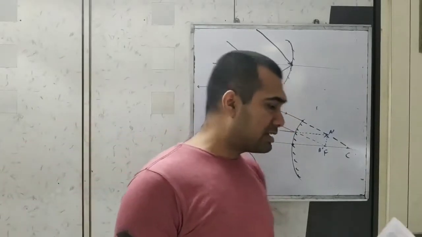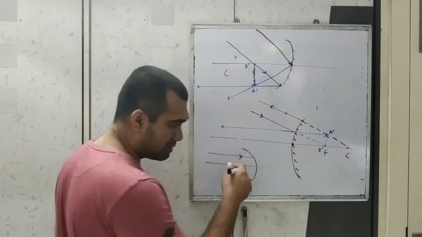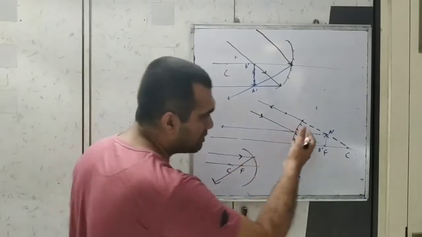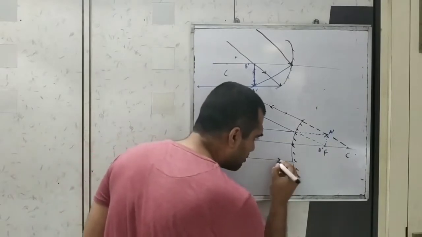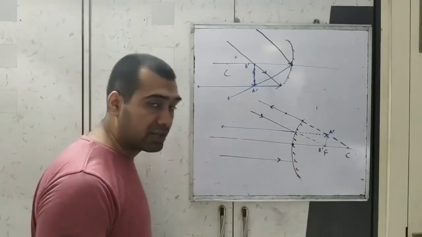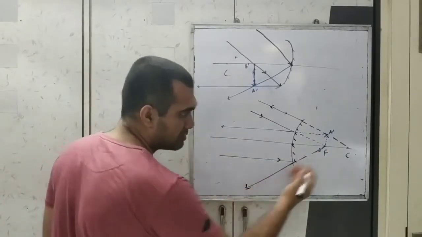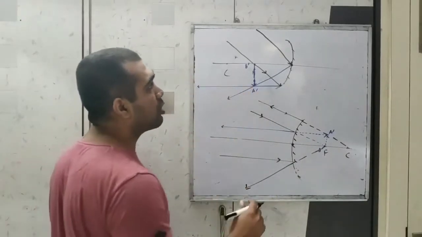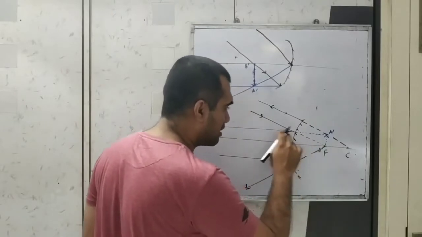The second rule says that if a ray of light is parallel to the principal axis, then after reflection it will pass through the focus. Even for a convex mirror, if a ray of light is incident parallel to the principal axis, then after reflection it will appear to pass through the focus. And the third rule, which we've already applied here: if a ray of light is already passing through focus, it will become parallel. If a ray of light is already appearing to pass through focus, it will become parallel. So keep these rules in mind.